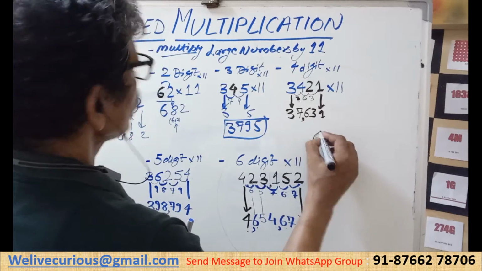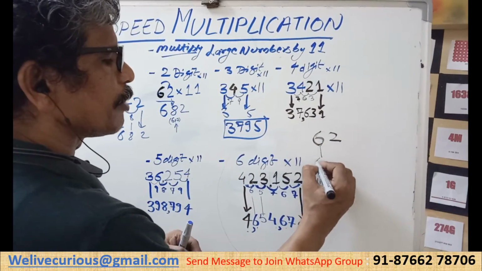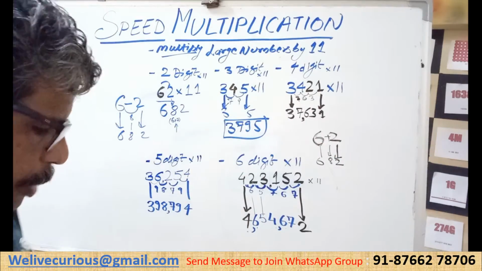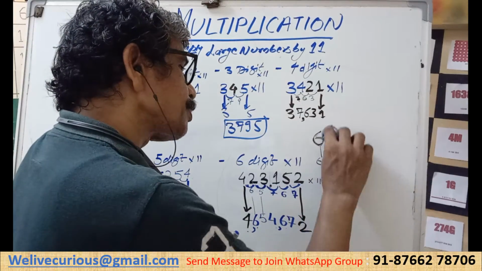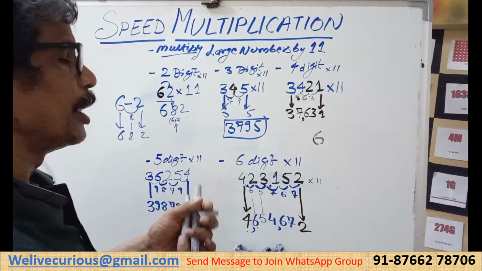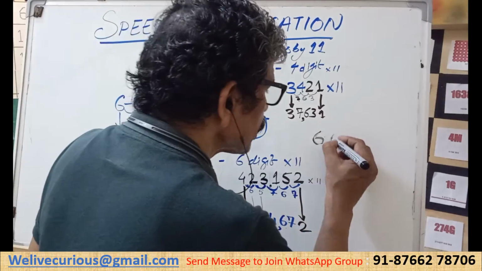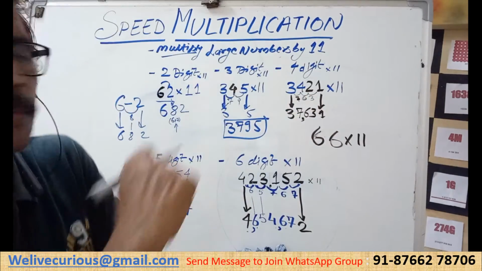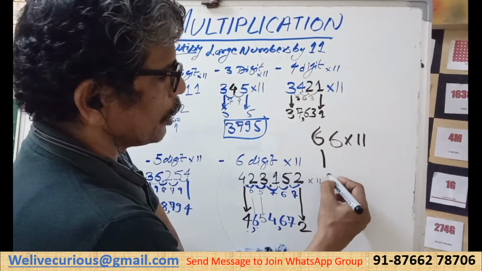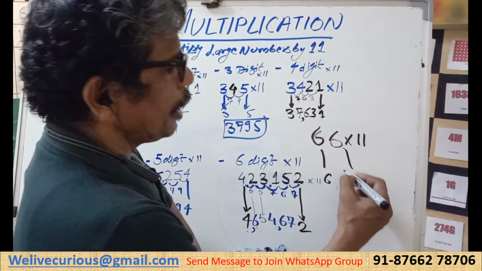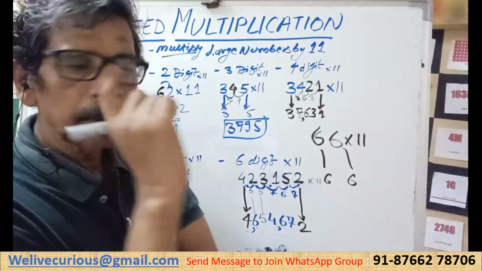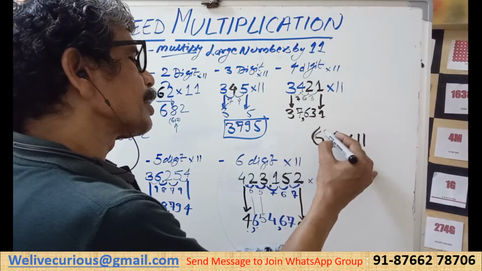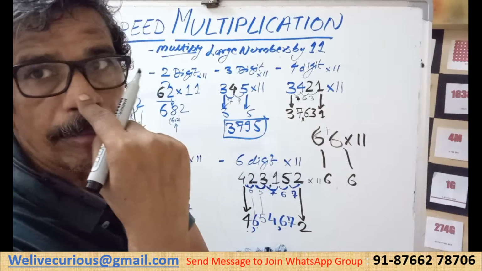Imagine we did 62 here. 6 we kept here, 2 we kept here, and 6 plus 2 we dropped here. Okay? This was the situation. But what if I multiply 66 with 11 instead of 62? This is the issue. When I drop 6, it goes here. And what we decided to do, we would add the numbers and drop it in between. Okay, fine. When I add 6 and 6, problem.